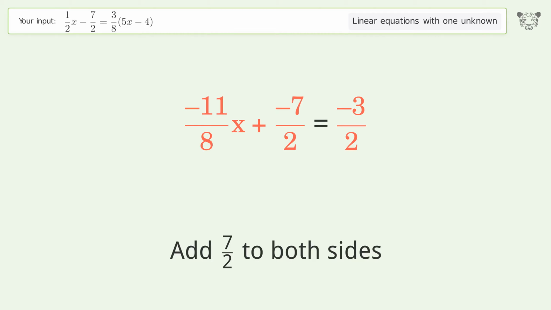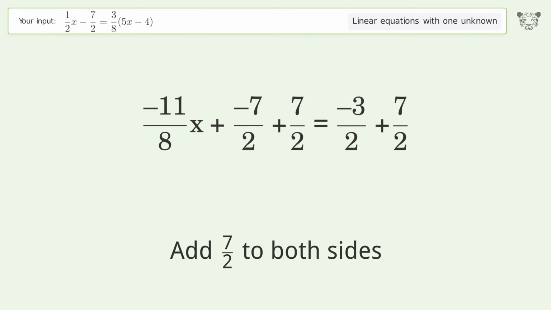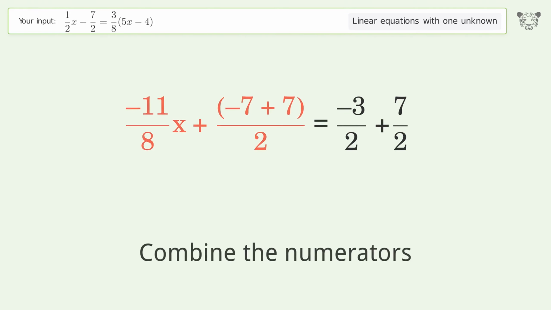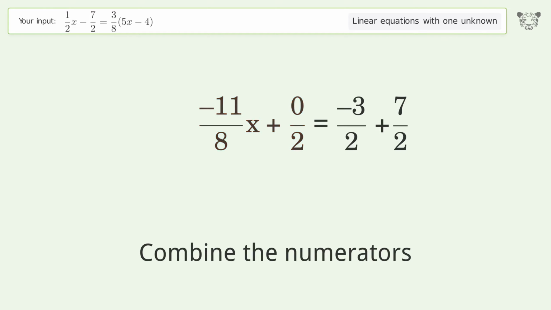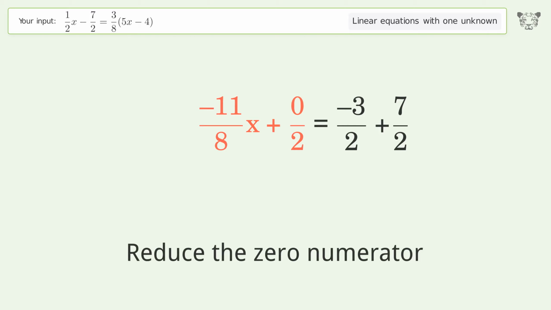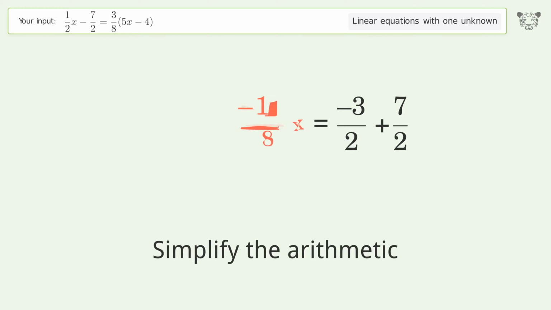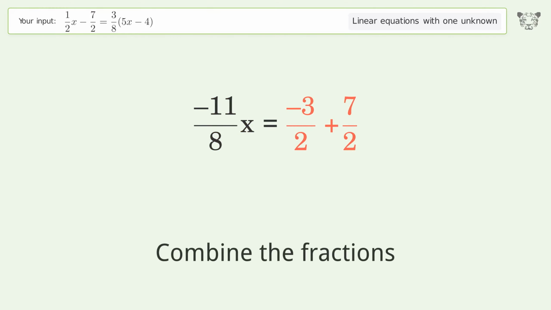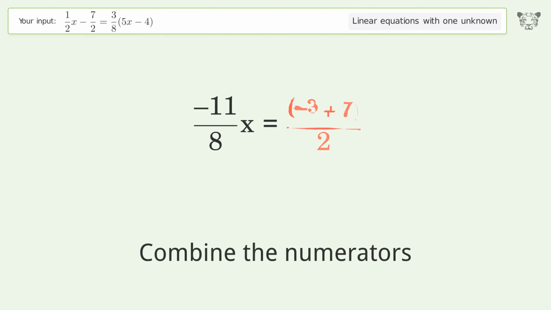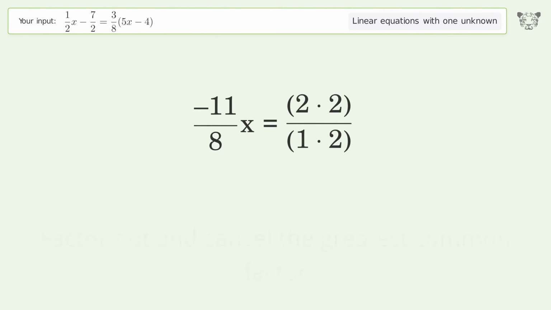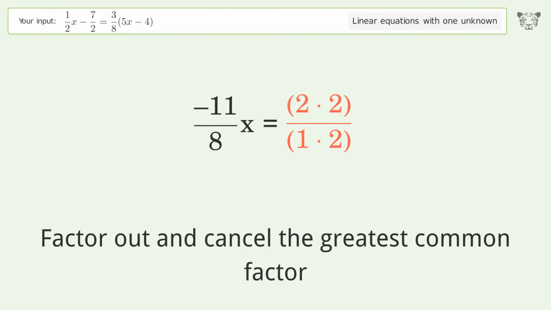Add 7/2 to both sides. Combine the fractions. Combine the numerators. Reduce the zero numerator. Simplify the arithmetic. Combine the fractions. Combine the numerators. Find the greatest common factor of the numerator and denominator. Factor out and cancel the greatest common factor.